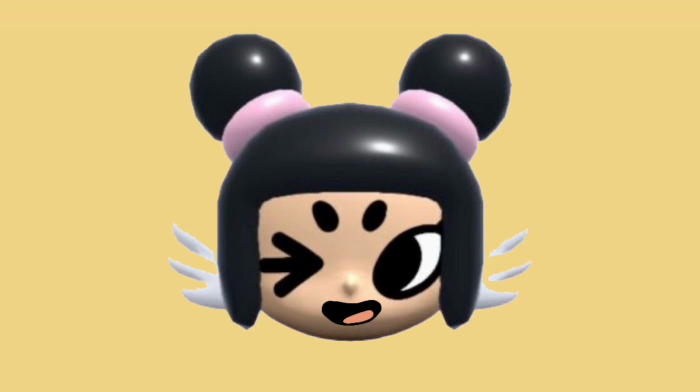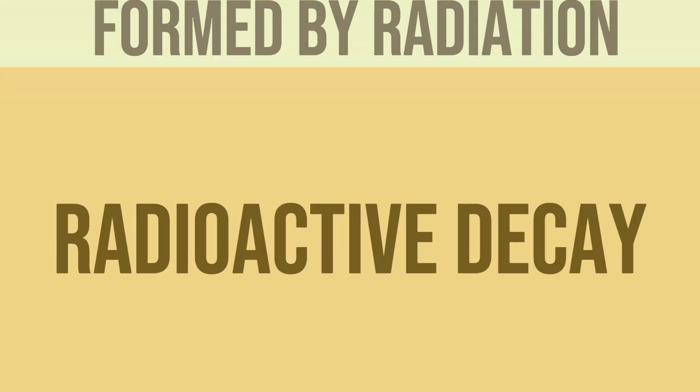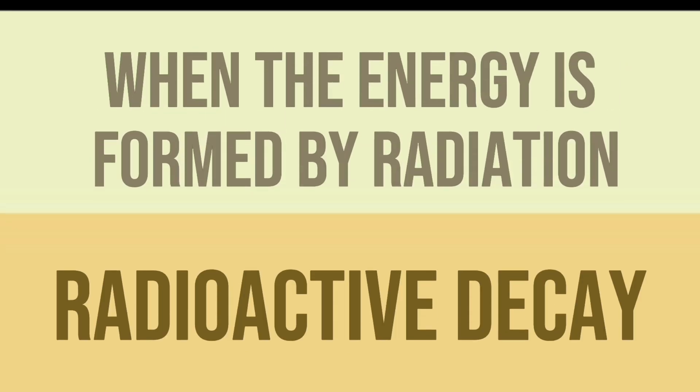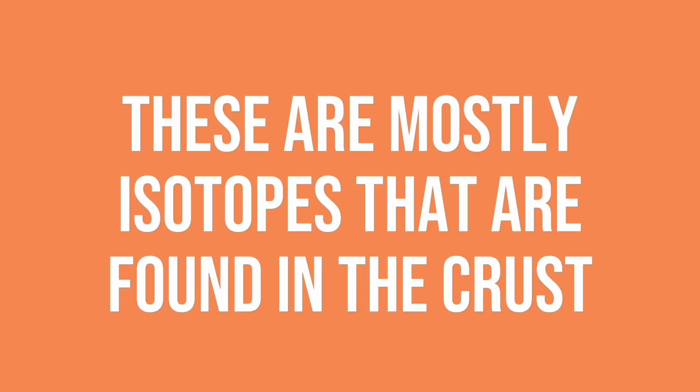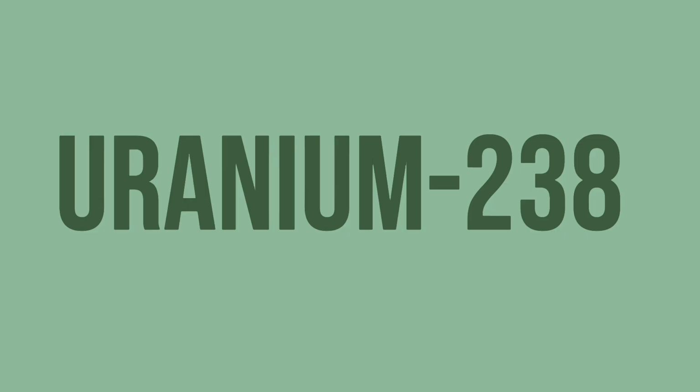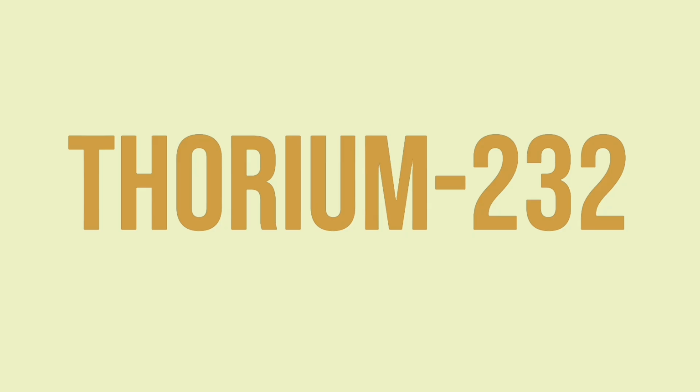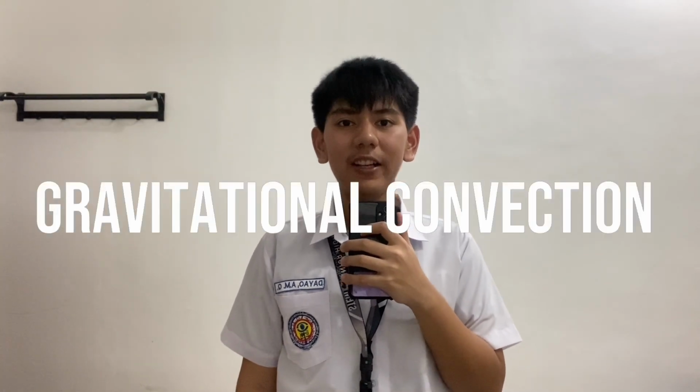Mostly, the energy is left behind by planetesimals. Another I know of is radioactive decay. It's when energy is released by radiation when the atomic nucleus is unstable. These are mostly isotopes found in the crust, like potassium-40, uranium-238, and thorium-232.